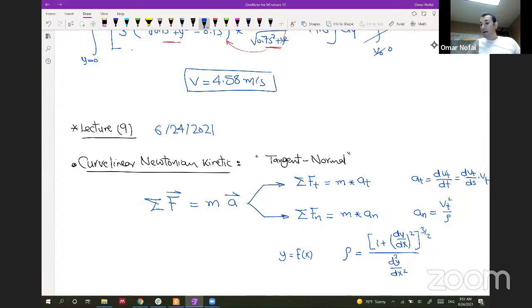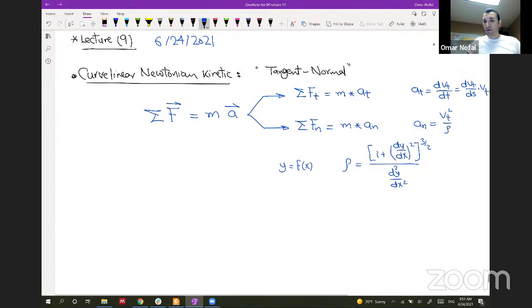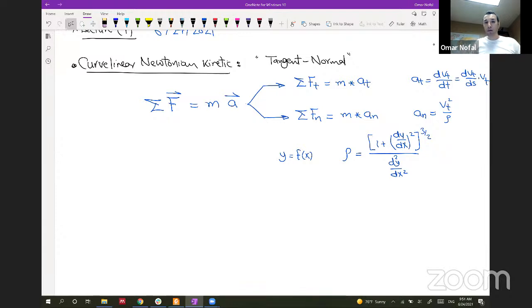So this is if rho is not given, but y equals f of x is given. Here is how you get rho, and then if the tangential velocity is given, you square it and divide it by the radius of curvature, so you get the normal acceleration. This is how to combine Newtonian kinetics with the rules that you learned from particle kinematics. Let's have a quick example to see how the tangent-normal direction works in problems.